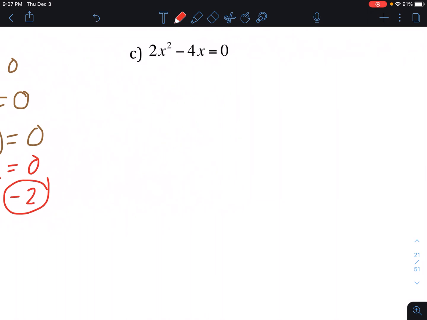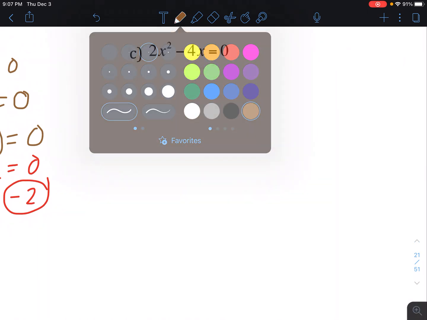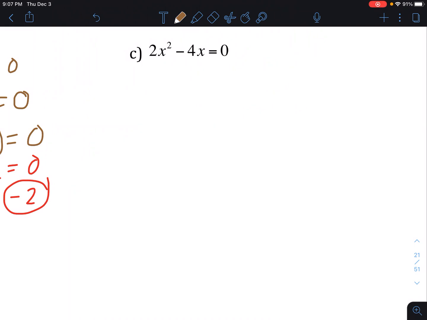Okay, letter C is set equal to 0. What kind of factoring do I have here? Oh, I have a GCF right away. So 2 and 4 would make 2, and they both have x's, so it's going to be 2x. Remember the rule for a GCF with x's, you choose the smallest exponent. So between x squared and x, you're pulling out an x.